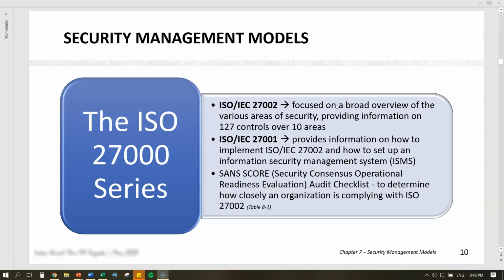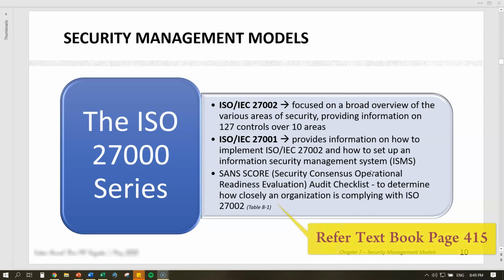So kalau organisation dia nak develop the security management models dekat dalam dia punya organisation, first they need to use this audit checklist dulu. So audit checklist ni akan membantu dia mengenal pasti apa yang ada dan apa yang tak ada dekat dalam dia punya organisation in order for them to set up the security management models. So yang ini you boleh refer dekat table 8-1 dalam full text page 415.